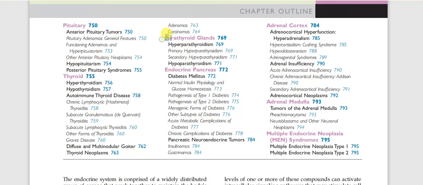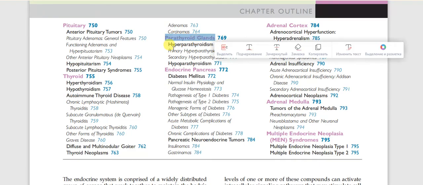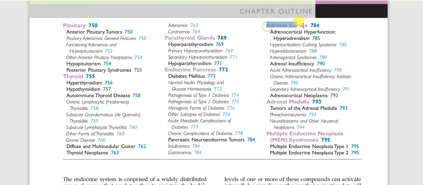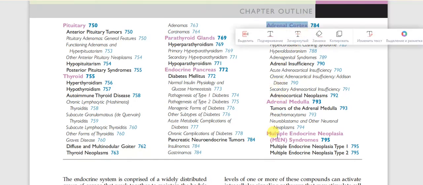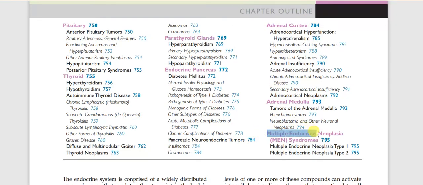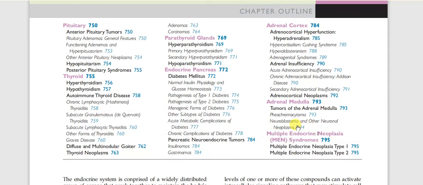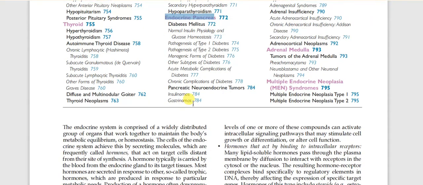we'll discuss a little bit about the parathyroid glands. In the next lecture we'll discuss the adrenal cortex, adrenal medulla, and one pathological condition known as multiple endocrine neoplasia syndromes. And the endocrine pancreas, of course, and diabetes mellitus we'll discuss.